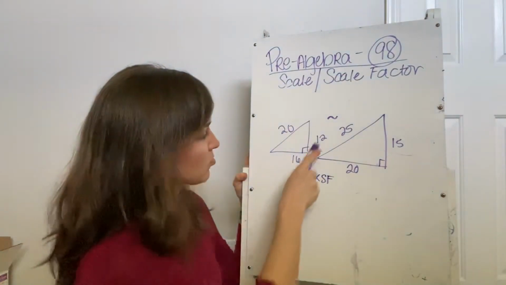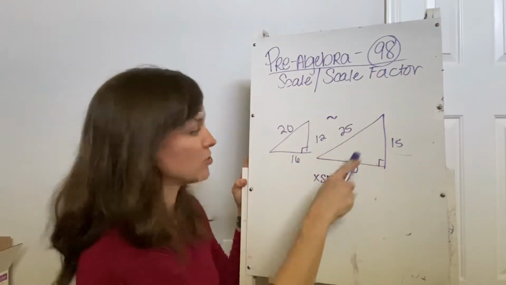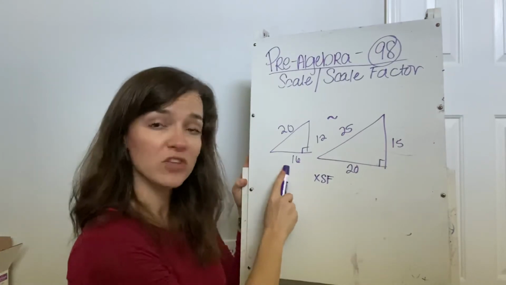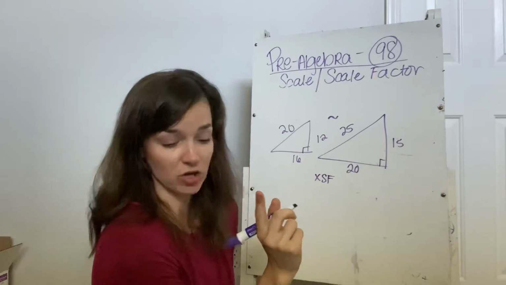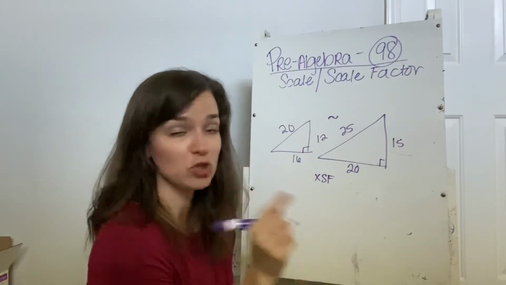You take the smaller triangle, you multiply each one of those measurements by the scale factor, and it gives you these bigger measurements. We don't know what that scale factor is, but we do know all of these measurements and all these measurements. So really all we have to do, if we already know these are similar figures, is pick one set of corresponding sides. You don't have to do this with all of them. You just pick one.